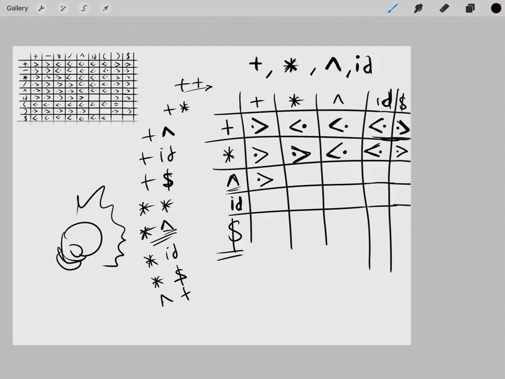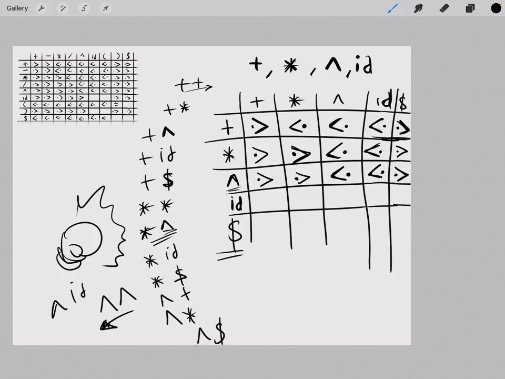The caret takes precedence over the star. But caret doesn't take precedence over this caret because it is right associative, so it yields precedence to the other caret. And then caret will yield precedence to ID, and it will definitely beat up the dollar sign in combat.